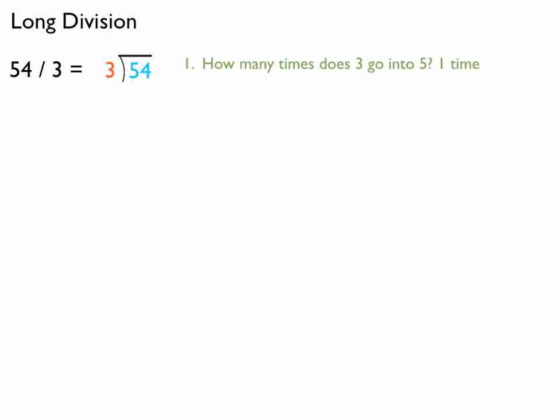Okay. So for long division, let's try 54 divided by 3. I know that 54 is my dividend, so it goes underneath. I know that 3 is my divisor, it goes on the outside. So now step 1 is how many times does 3 go into 5? 1 time. So I'm going to put a 1 directly above it.